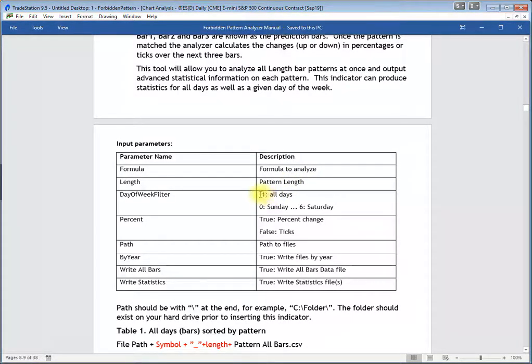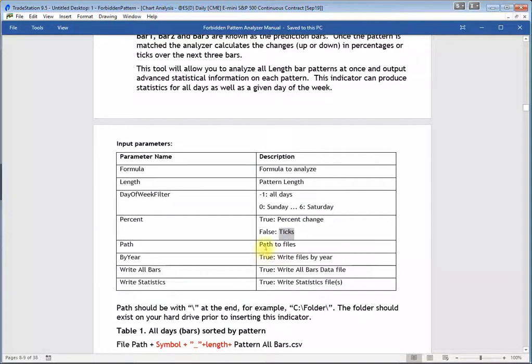I have a day of week filter. If I put a -1 in there, it represents all days. I could look at just Sunday through Saturday. And of course, the markets don't trade on Sunday or Saturday, but they do trade Monday, Tuesday, Wednesday, Thursday, Friday. So I could put 1, 2, 3, 4, 5 if I want to see what happens only on those days. If I want to see the percentage return on the prediction bars as a percentage basis, I say true. If not, it defaults to a tick basis.